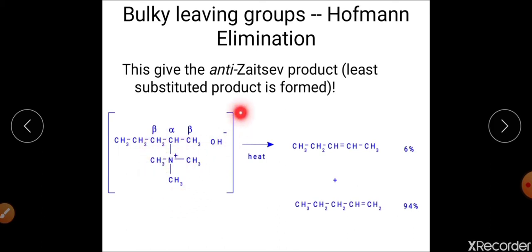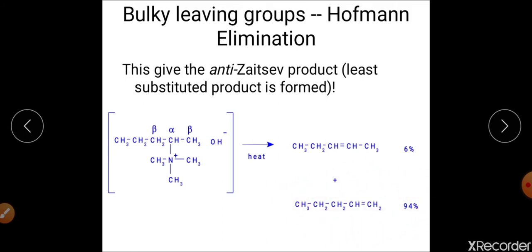At that time it can easily attack this particular carbon and abstract the H from this one, and the carbon-hydrogen bond will be shifted to form the carbon-carbon double bond, with migration of this particular bond, that is the bond between carbon and nitrogen, to the nitrogen, right? So it will be eliminated out from this one, and this product, that is the Saytzeff product, is only 6%, you can see it, and the Hofmann product is again 94%.